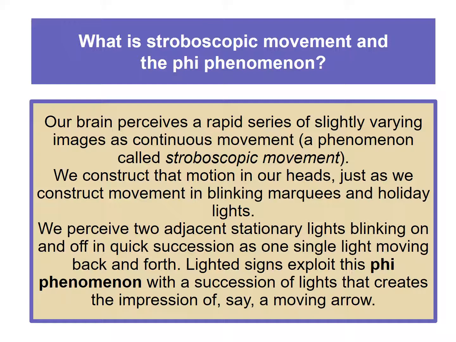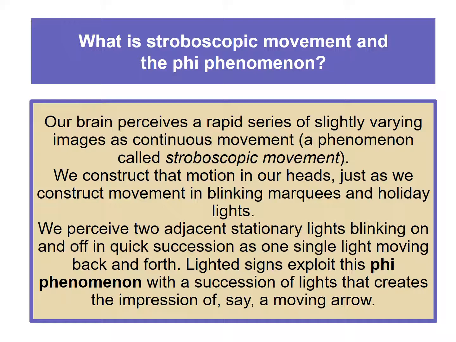What is stroboscopic movement and the phi phenomenon? Our brain perceives a rapid series of slightly varying images as continuous movement. That is a phenomenon called stroboscopic movement.